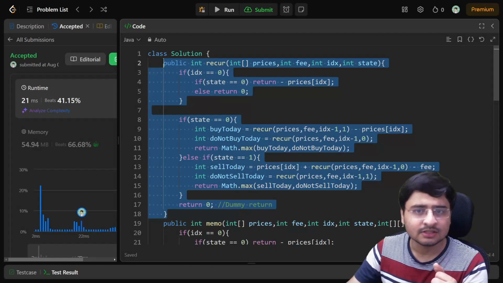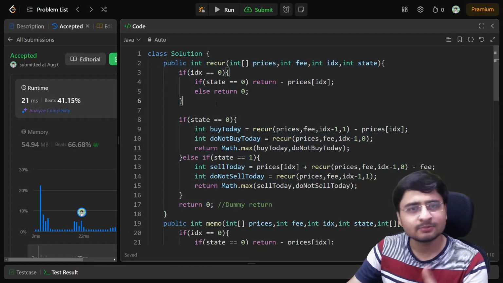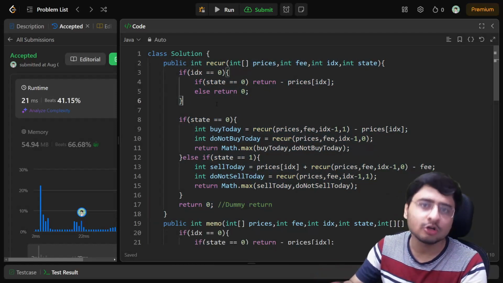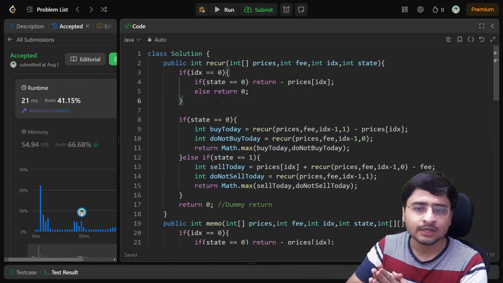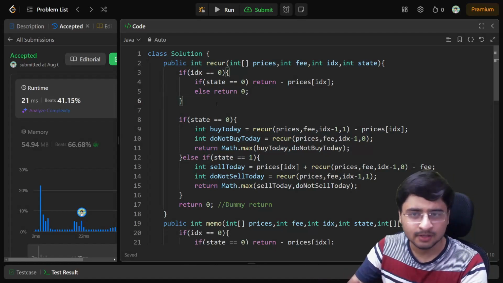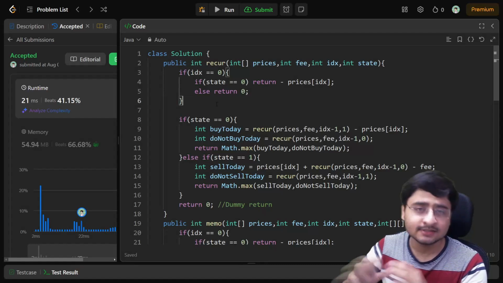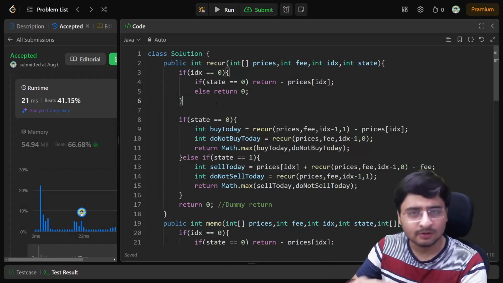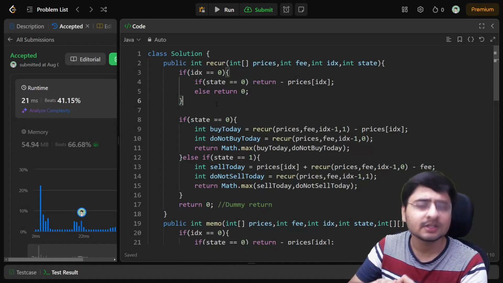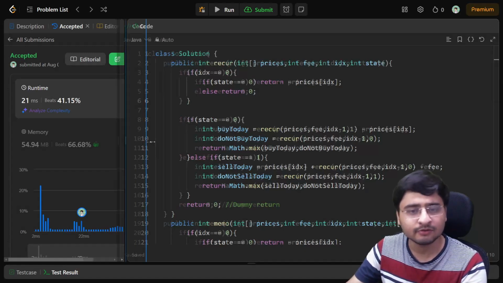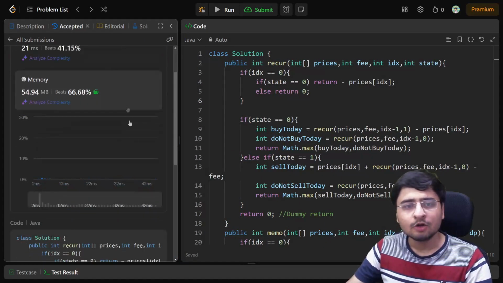But in case of recursion, I guess it will be 2 raised to the power n because we are doing 2 calls per level. I'll discuss recursive time complexities as well in some future videos, but 2 to the power n is going to be the time complexity for this recursion. Correct me if I'm wrong in the comments. If you have some different views, do let me know. I hope this question is clear.